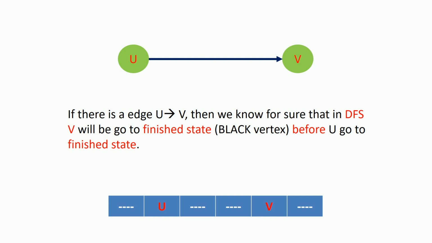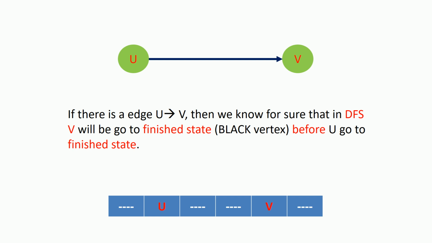Now in this list, we can guarantee that U will appear before V because in the DFS we know that V is going to done state first and we are pushing items to the list from the front. Hence, from the start, U will appear before V in this list. This is the point that we are going to exploit to order our graph in a topological order.